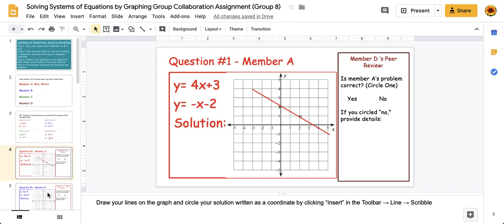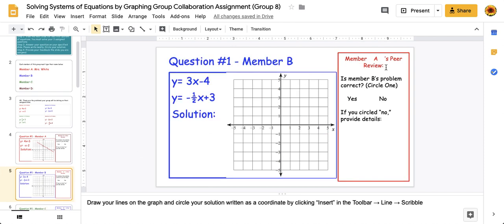I'm going to scroll through until I see member A peer review, which happens to be on the next slide. Once member B is done solving their system of equations and they've put both lines on the graph, I'm going to review their work and state whether or not I think they are correct, and then please provide feedback. Even though this says no, please make sure you're providing feedback. Something can be, what can they improve on, if you agree with it, anything of that nature. So that's how you're going to do question 1.